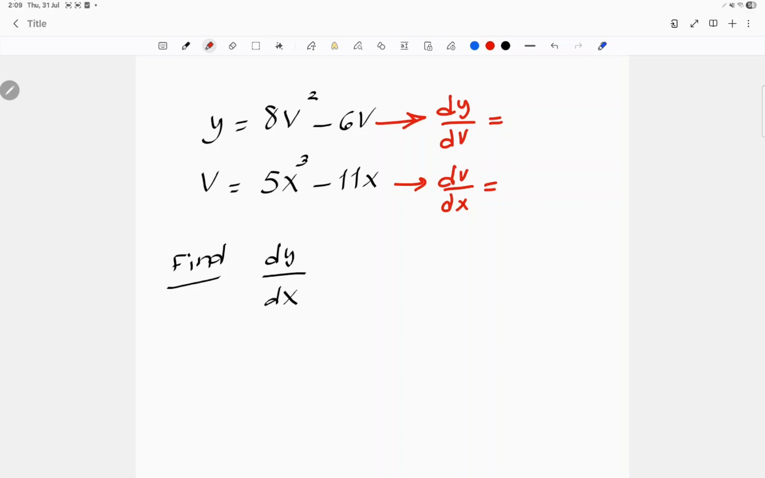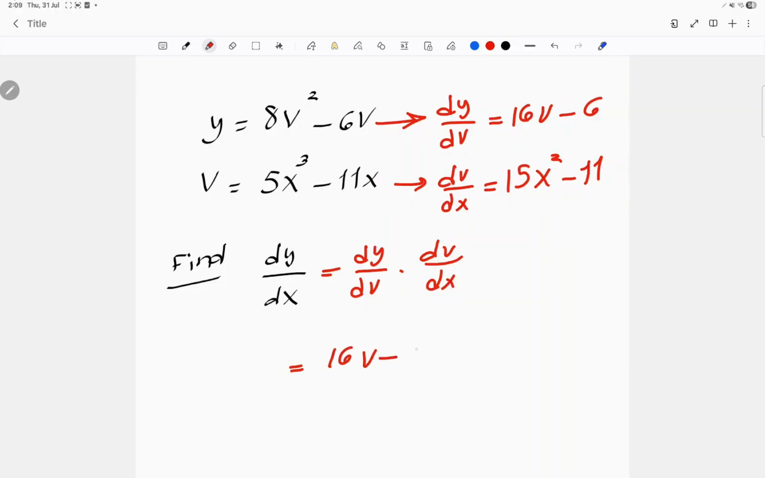So what is dy over dv? It's going to be 16v minus 6. I'm just applying rules here, right? How about dv over dx? 15x squared minus 11. Let's now find dy over dx, which equals dy over dv times dv over dx. So 16v minus 6 times 15x squared minus 11.